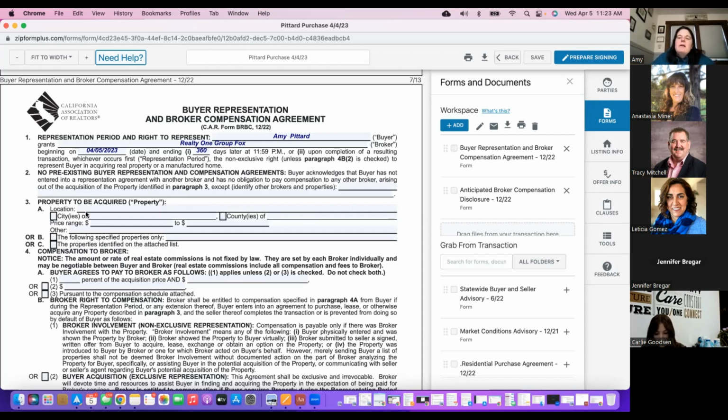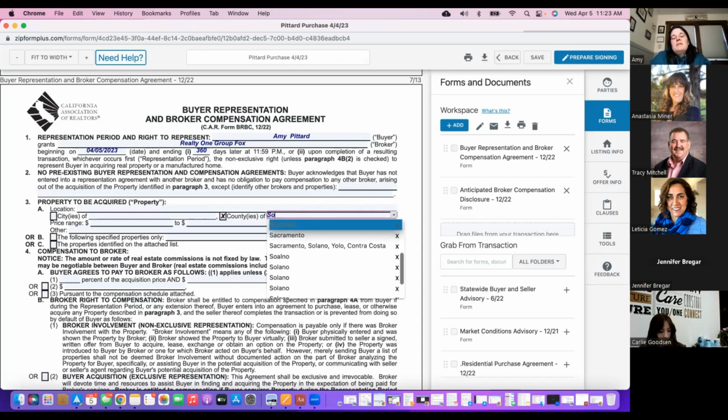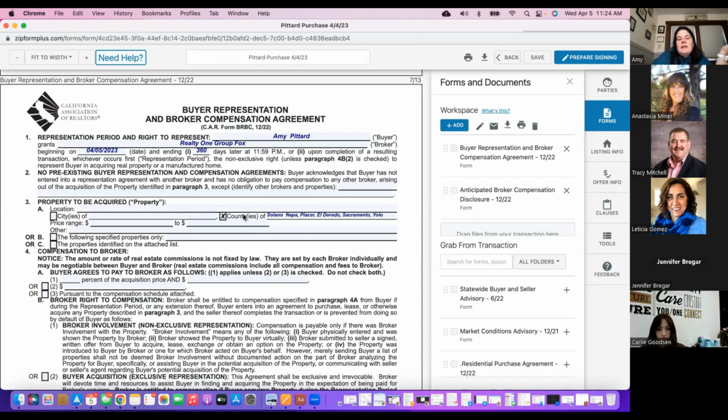So where is this buyer looking for properties, or what areas do you service, right? I'd probably go more so with, hey, what areas do I service? So it might be, hey, anything within the counties of Solano, Napa, Placer, El Dorado, Sacramento, Yolo, right? So you could put it all in there by counties. You could put here like the greater Solano and Yolo County areas. So you can decide where you want to put.